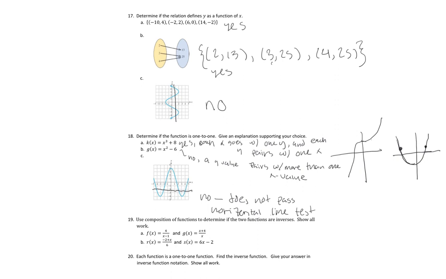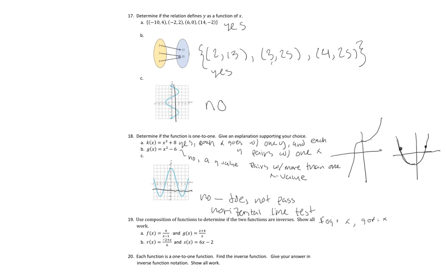All right, so for number 19, it says use composition of functions to determine if the two functions are inverses. Show all work. Okay, so we know that if these functions are inverses of each other, then f of g is going to equal x, and g of f is going to equal x. And then vice versa for r of s and s of r, right? So we're going to take the compositions and see if they equal x. And if they equal x, then they'll be inverses.